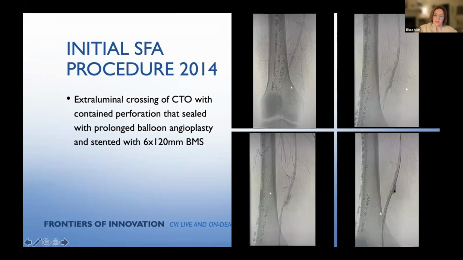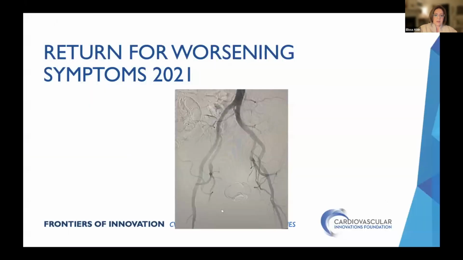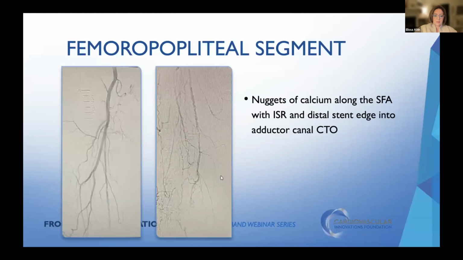That was sealed after a long balloon inflation and then covered with this bare metal stent. And you can see the intravascular and extravascular path of this stent. So when he returned for worsening symptoms earlier this year, he had continued patent iliac system. His right common femoral and profundo were great.